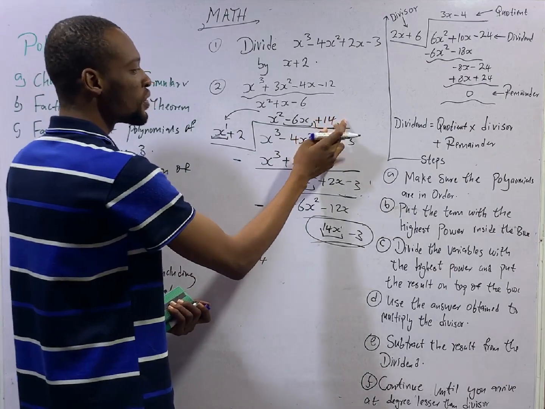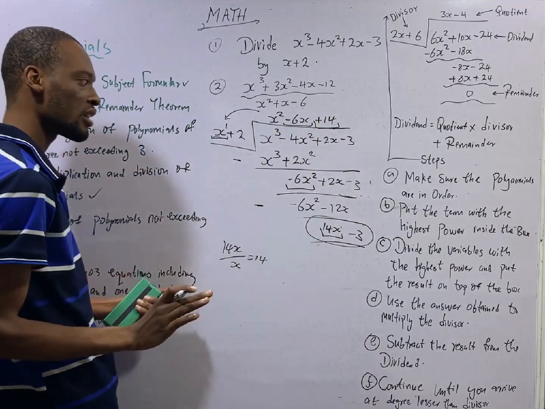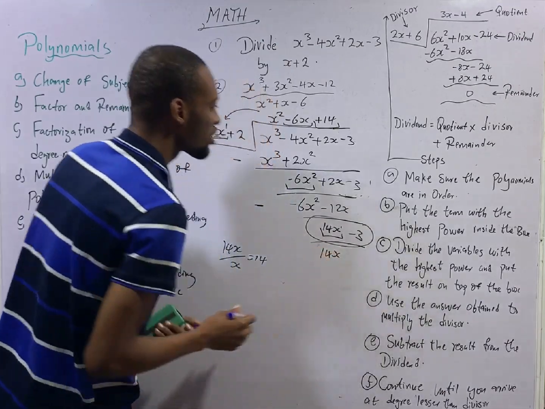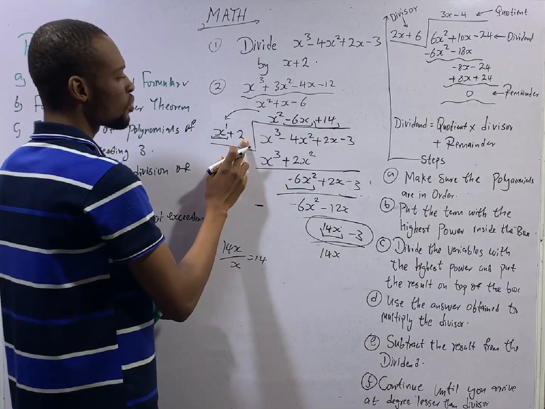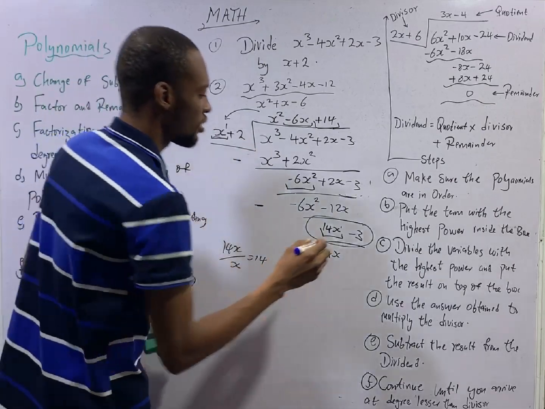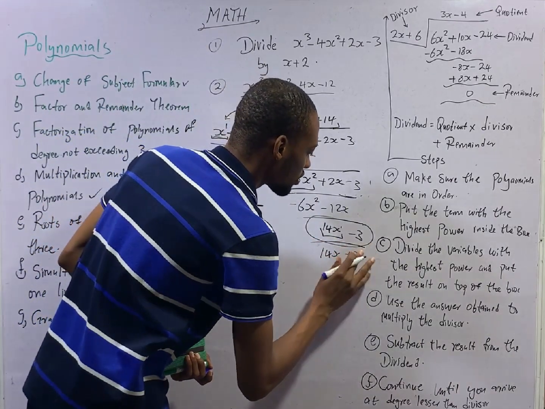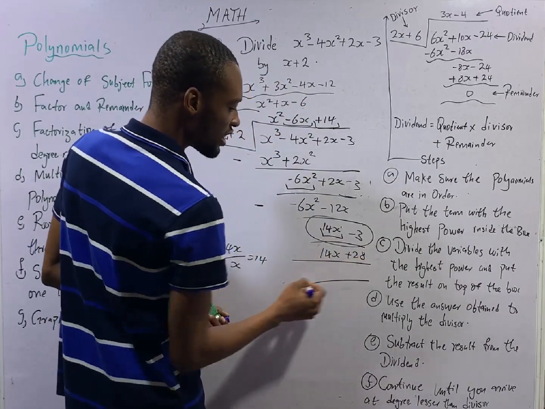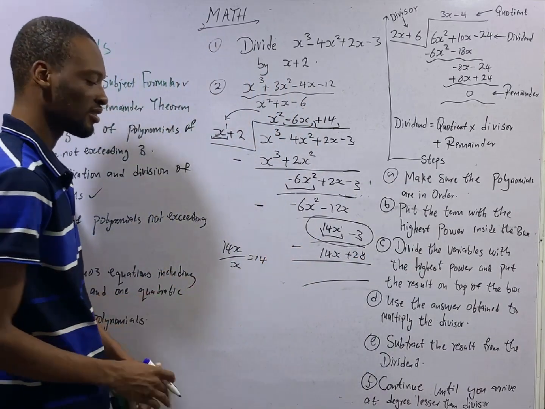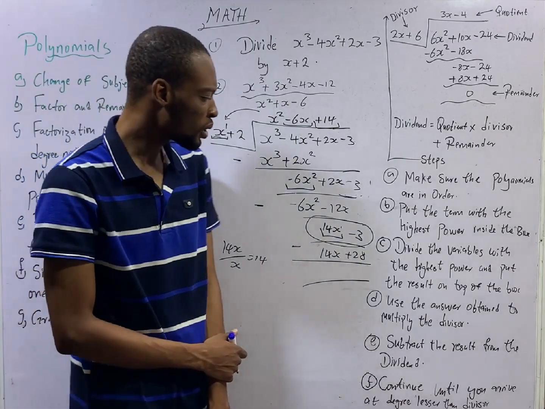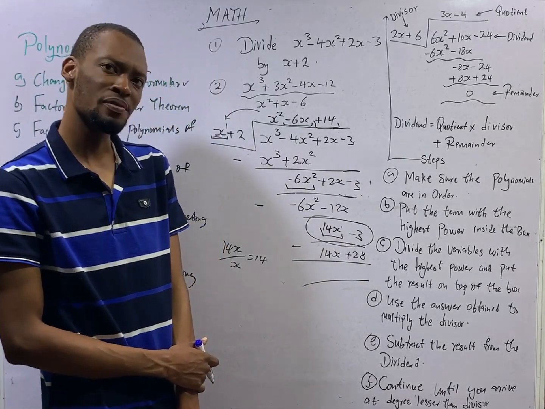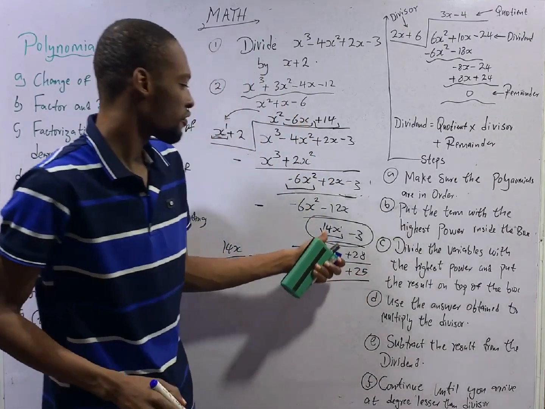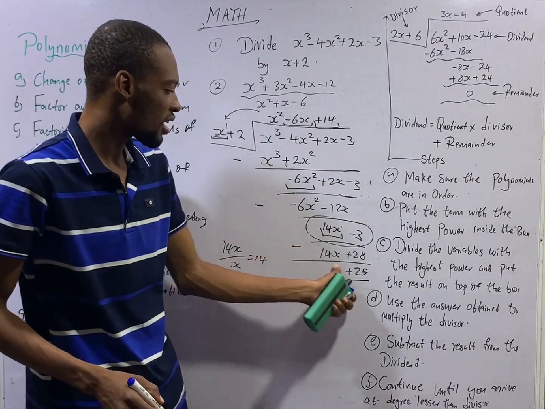So we use 14 to multiply the divisor again. 14 times s is 14s. 14 times 2, that is 28. So plus 28. Then we draw the line like this. We subtract again. That should give us... No, I am not right.